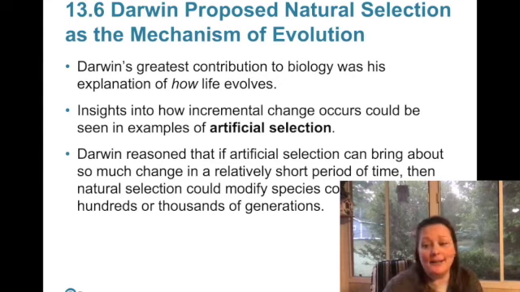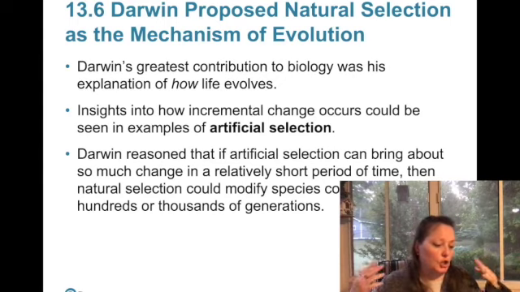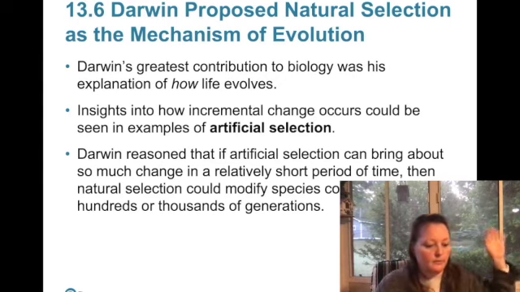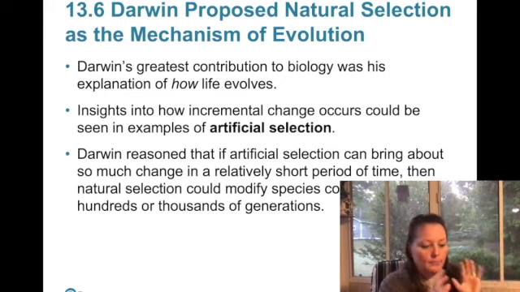It's used in agriculture a lot. It's used in cattle, like beef cattle. If you know that this bull produces huge calves, and you keep breeding this bull and then breeding the offspring from that bull, and you keep doing this so you can get bigger and bulkier cattle for more meat, that is artificial selection.